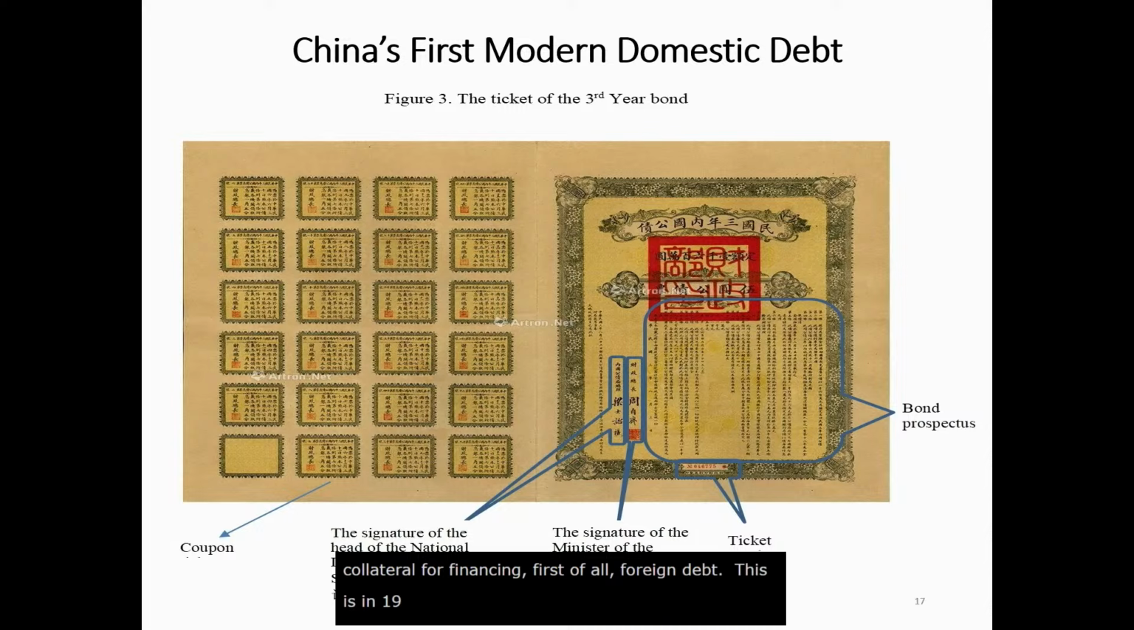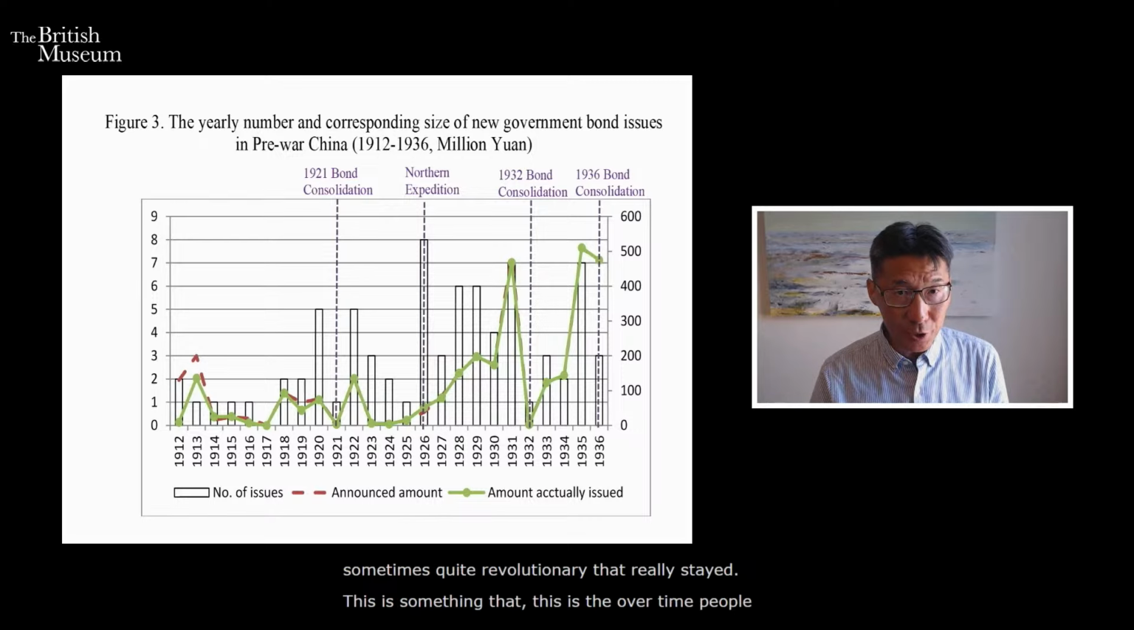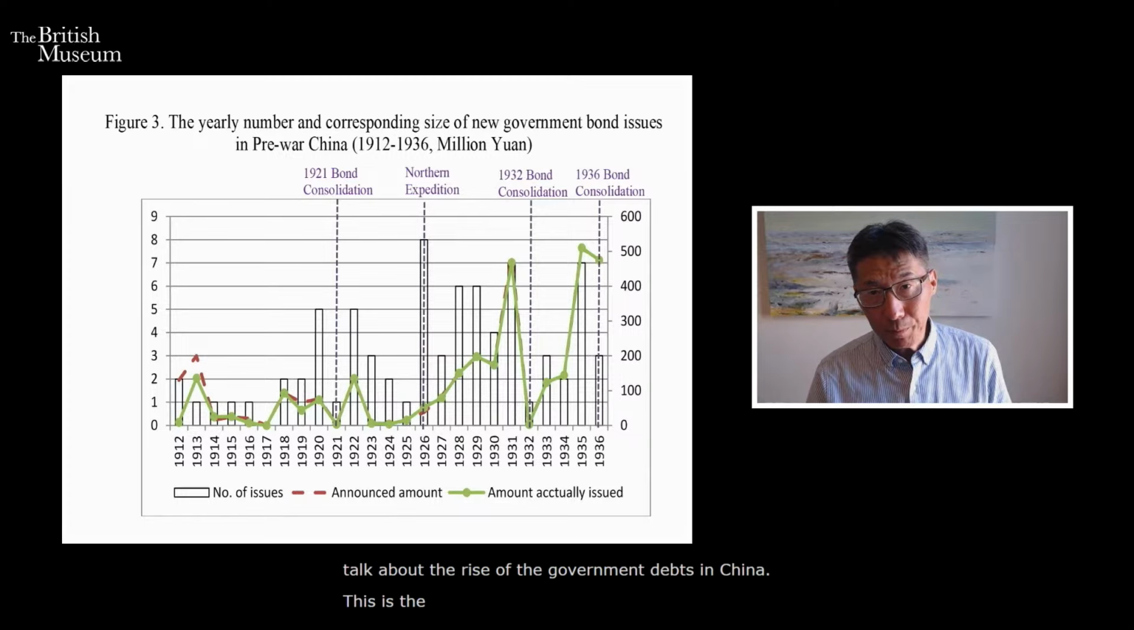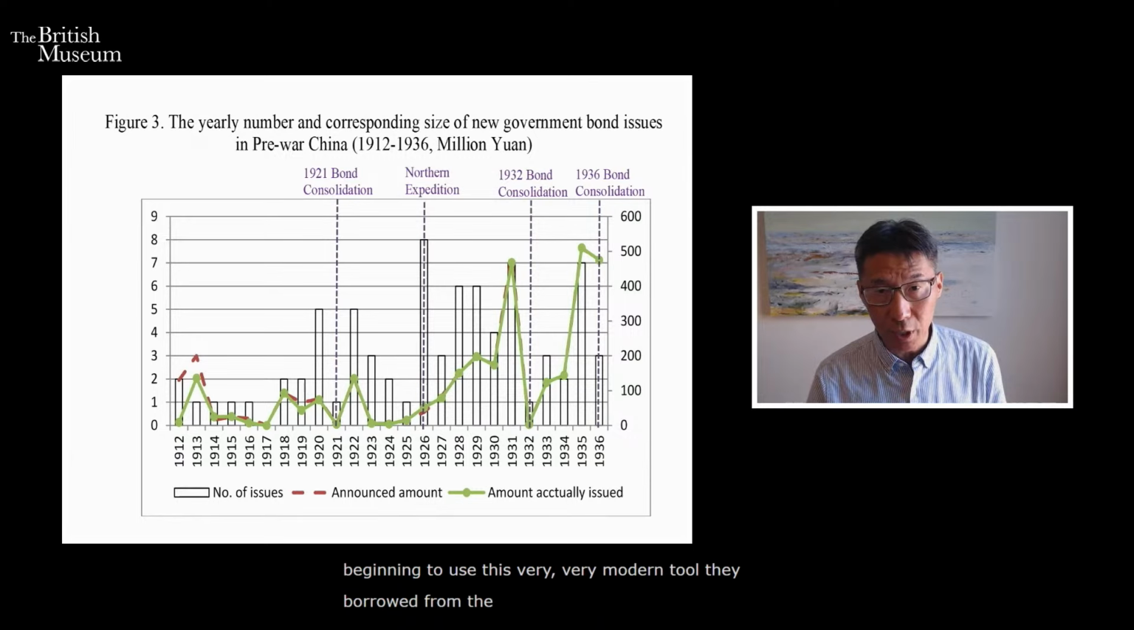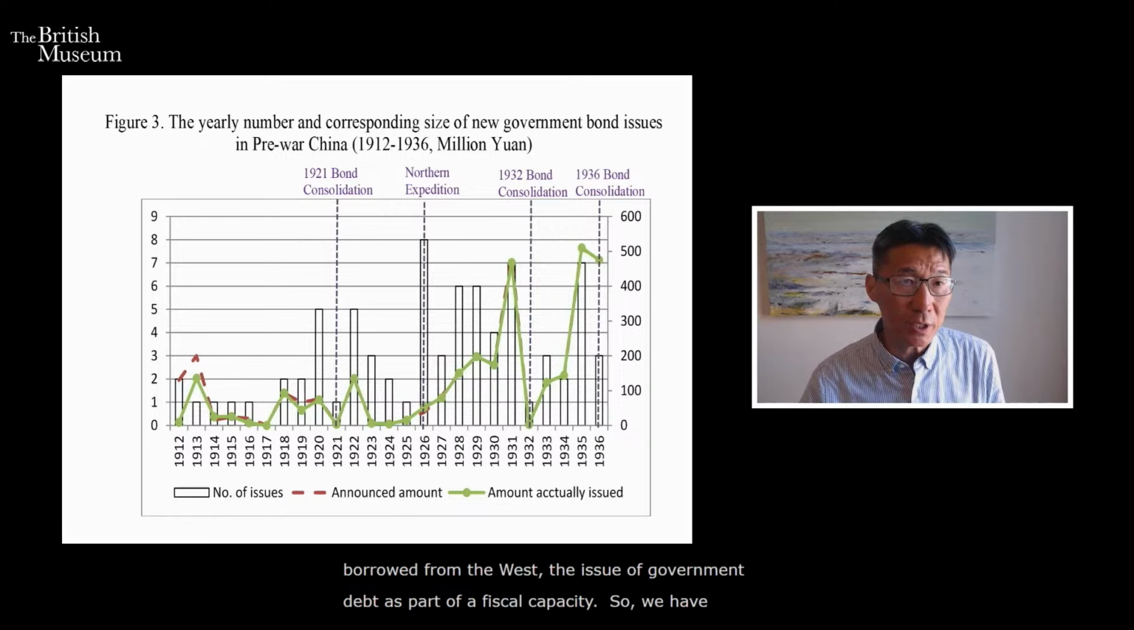This is very, very remarkable. It was modeled completely after modern government debt. This is in some sense quite revolutionary at the state level. Over time people talk about the rise of government debt in China. So this is the first time, in the early 20th century, certainly after 1911, that the Chinese government was beginning to use this very modern tool borrowed from the West, the issue of government debt, as part of fiscal capacity. And so we now have very systematic statistics about how the government used debt to illustrate that.